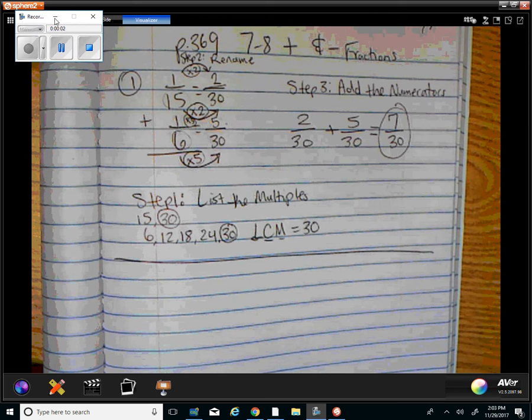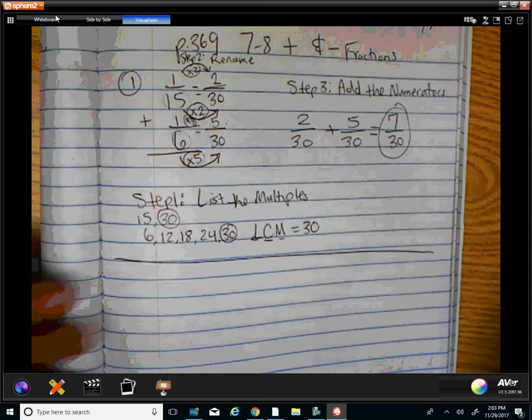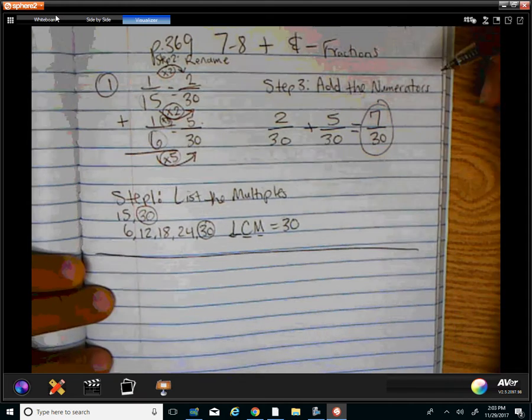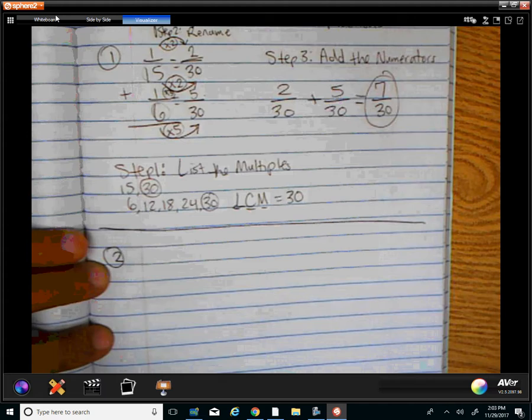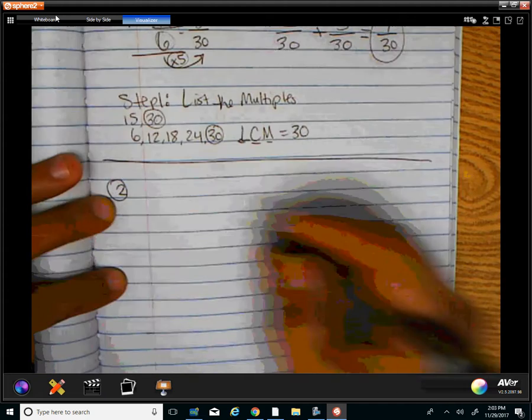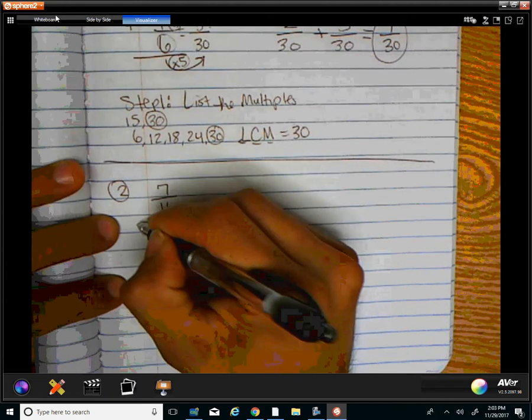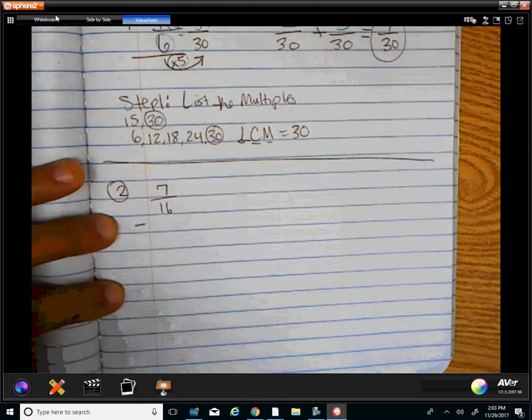Okay, here we go. We are adding and subtracting fractions with unlike denominators following 3 steps. Okay, we're going to work on number 2. Number 2 is 7/16 minus 1/4.